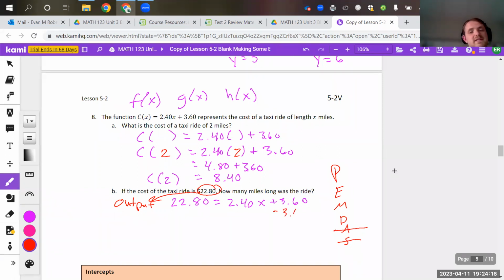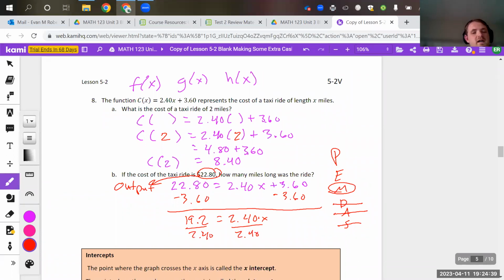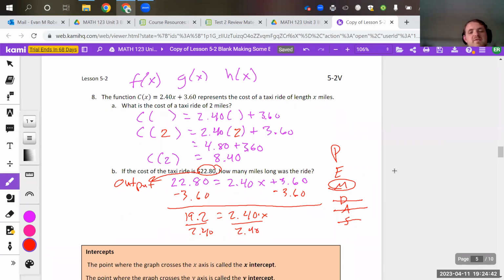So I'm going to move that 3.6 to the other side. And that gives me 19.2. And now I don't have any division, but I do have multiplication. So I have to undo that multiplication by dividing by 240 on both sides. PEMDAS usually is used when you're just simplifying things and you're not actually solving for x. Solving for x, you go in the reverse order of PEMDAS. So dividing those two, you get 8 is equal to x.